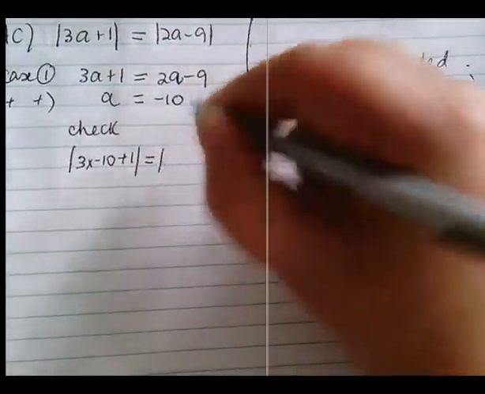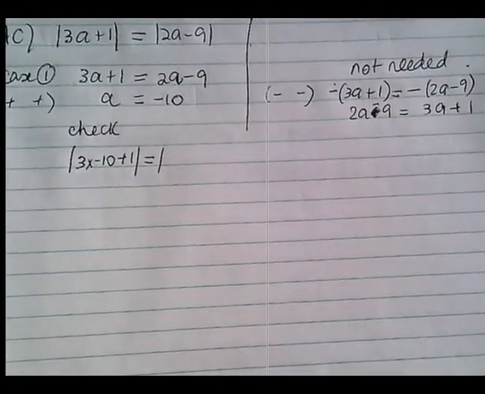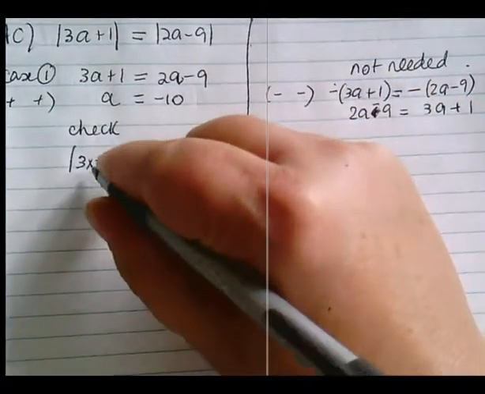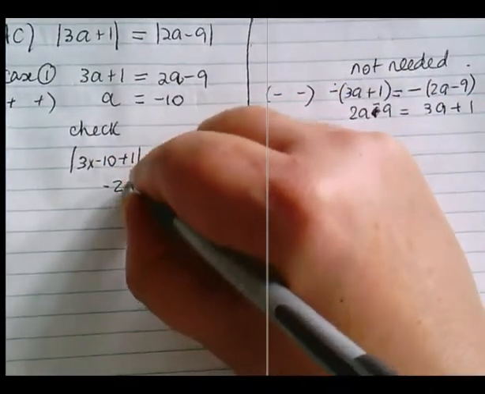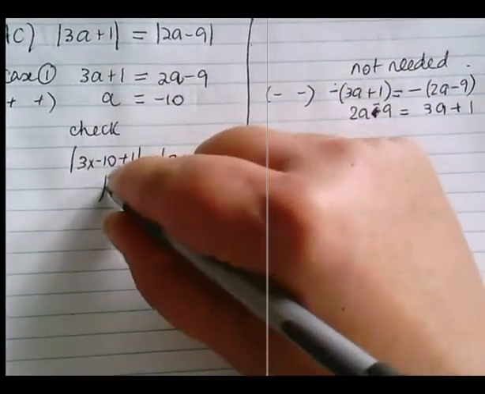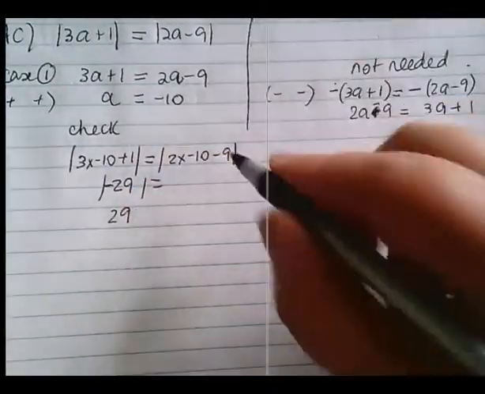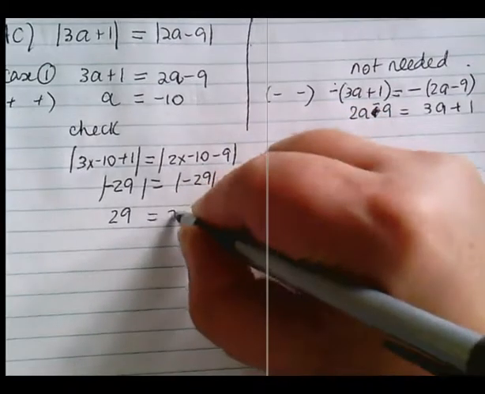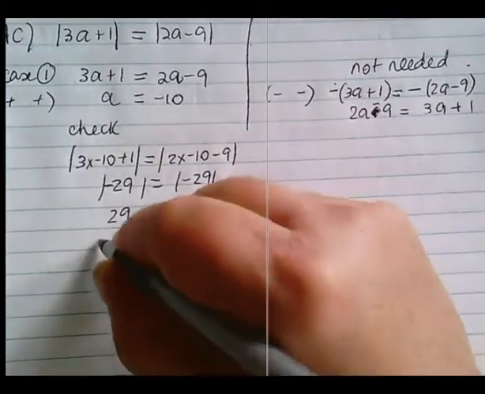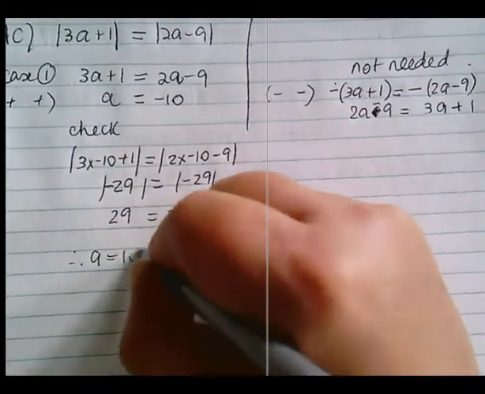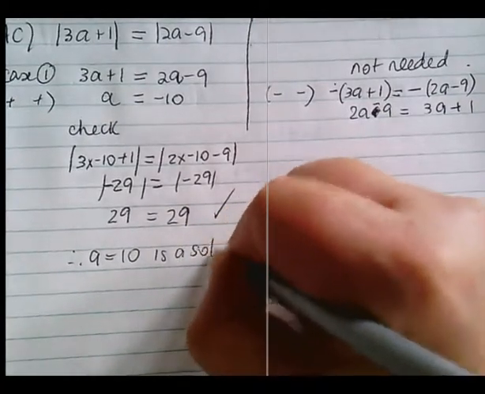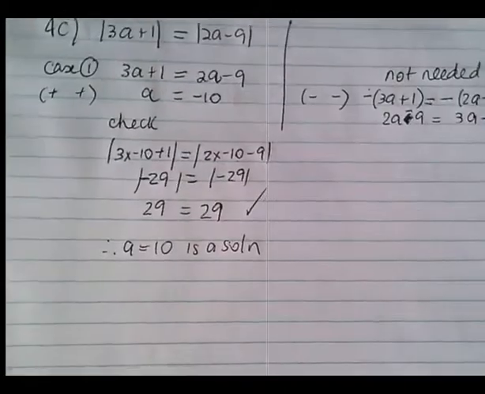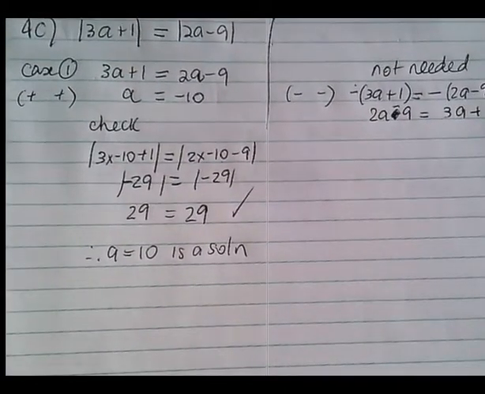Remember, when you're checking, it must be in the original equation. 2 times -10 minus 9, what have we got? -30 plus 1, absolute value of -29, which happens to be 29. And this is -20 minus 9, absolute value of -29, which happens to be 29. This is a solution. A equals 10 is a solution, right? I don't need to do minus, minus.